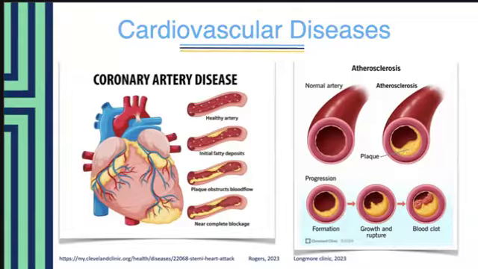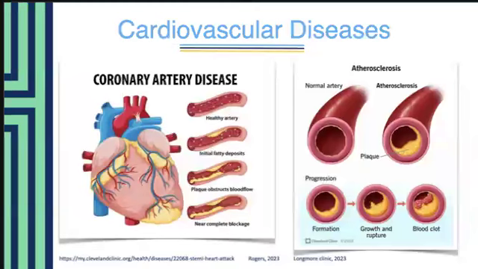LPA has pro-atherogenic effects by promoting foam cell formation, inflammation, and proliferation of smooth muscle cells. LPA particles can enter the arterial intima and become oxidized, and the oxidized LPA is then taken up by the macrophages, leading to the formation of lipid-laden foam cells. So this accumulation of the foam cells contributes to the development and progression of atherosclerotic plaques within the arterial wall.